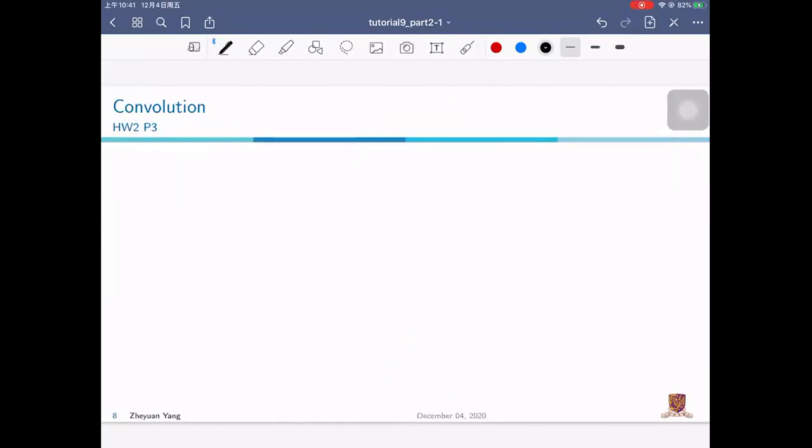of the convolution. The first one is that h(t) convolved with delta(t minus t0). Can somebody type in the chat box, what is this? Anyone knows? The convolution of a signal with a delta function. No one knows? It's equal to x(t minus t0).